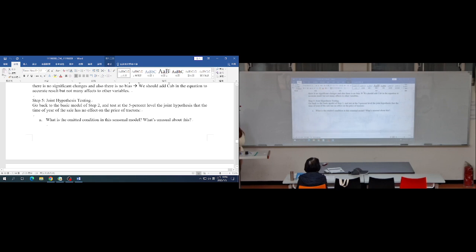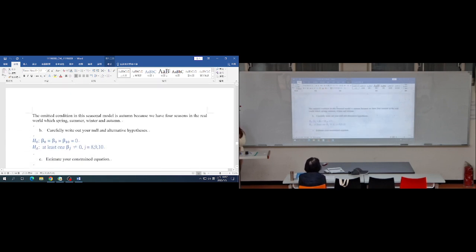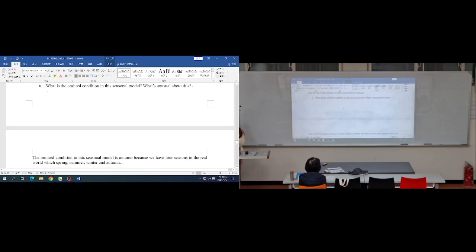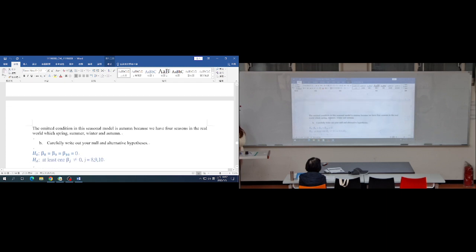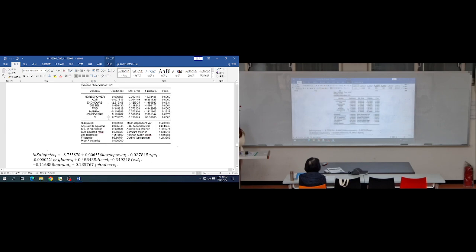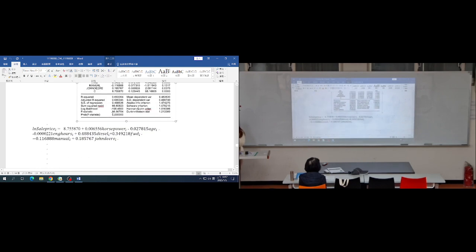Let's move to step 5. The omitted condition in this seasonal model is autumn, because we have 4 seasons here. The null and alternative hypotheses are this one. I wrote it out here, and this is the result from the EViews equation.